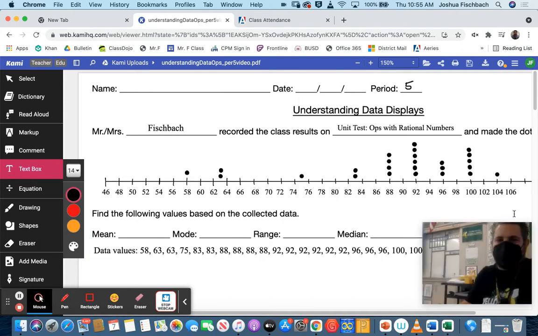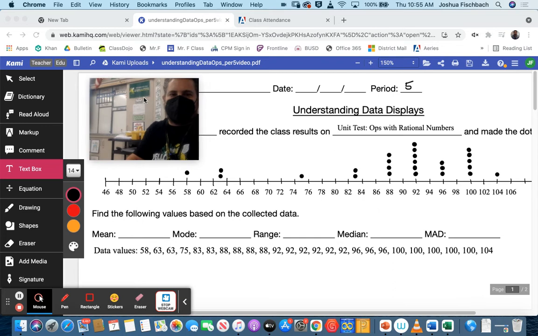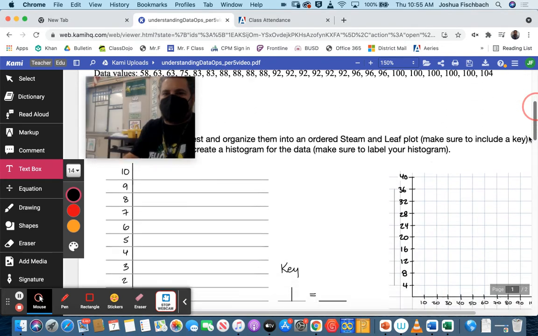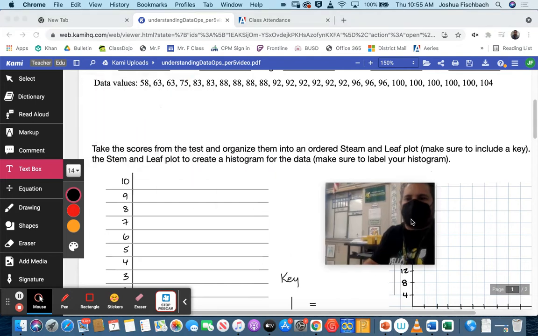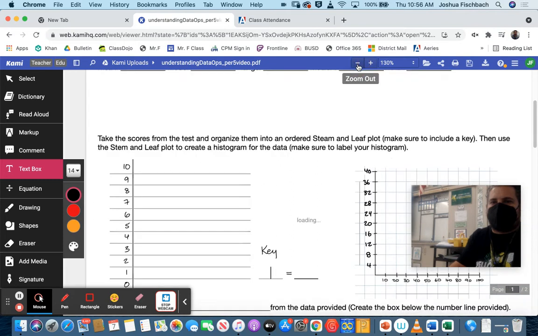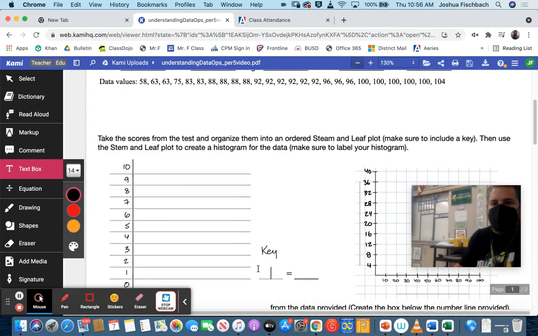Once I have generated the list, the next thing I would recommend you do with that list is go down to your stem and leaf, and start filling it out. So here it says, take the scores from the test and organize them into an ordered stem and leaf plot. Make sure to include a key. Then use the stem and leaf plot to create a histogram for the data. All right, so we're going to take that list. I'm going to zoom out a little bit so we can see it. There we go. And we're going to do the key first.